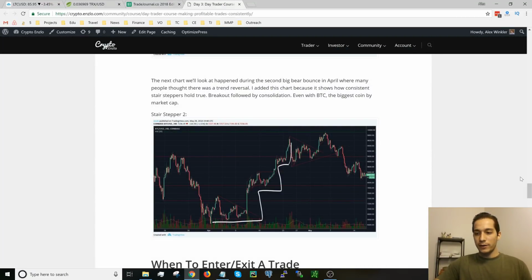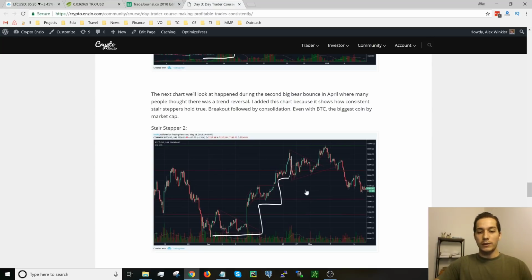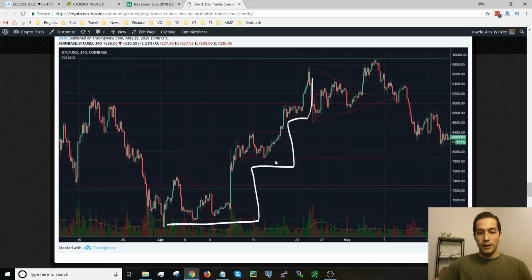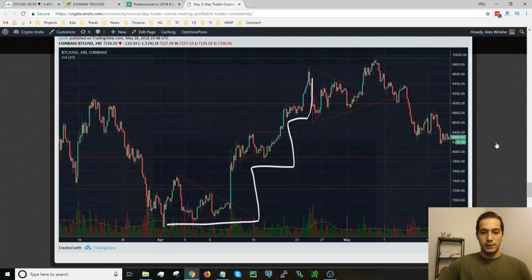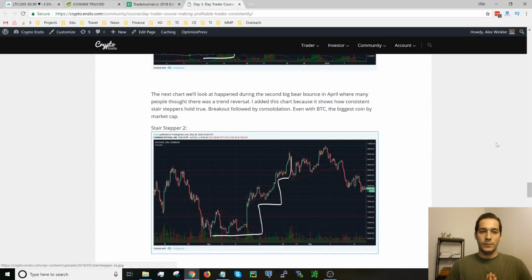Cool. That's, I think, enough for now for the patterns. The next section, we're going to be learning when to enter and exit a trade, not necessarily based on chart patterns, but based on a few other things. So yeah, stay tuned for that. That will be the last part of day 3. And anything I forget, I will be mentioning there.